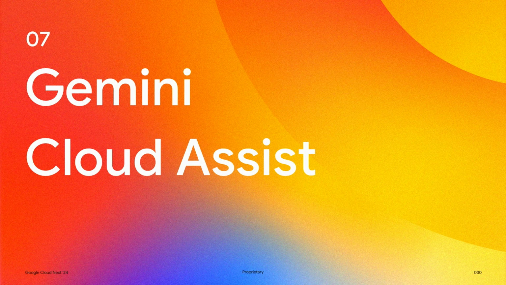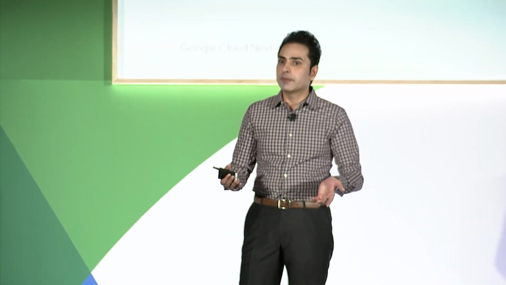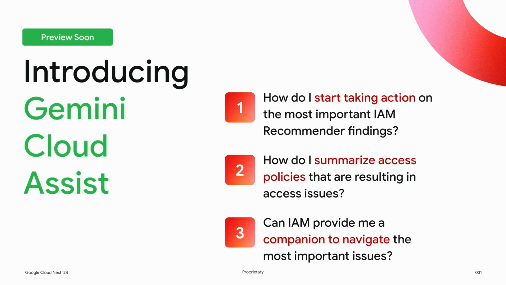All right, let's talk about a favorite topic, AI. This week, you'll hear us talk quite a bit about Gemini Cloud Assist. Gemini Cloud Assist is what helps you navigate the Google Cloud platform with your own assistants. Now, it's very logical that in IAM, you want assistance as well. For example, I just showed you IAM recommendations. A very logical question you could ask me is, how do I start taking action on the most important IAM recommender findings? Of course, not all 10,000 findings are important. I can't even summarize them. Can you help me get started?